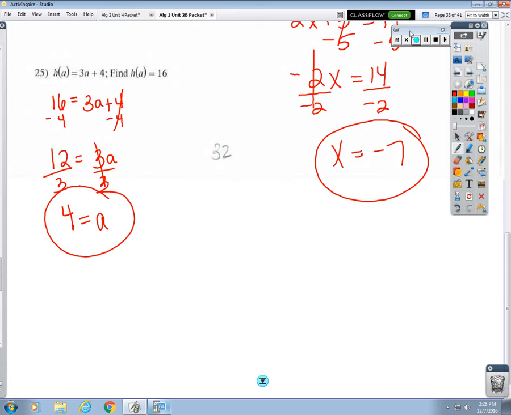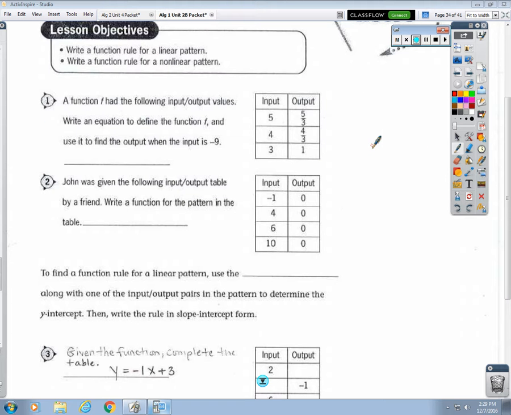Okay, turn to the next. A function f had the following input-output values. See how they gave you a table with input values and output values? Write an equation to define the function f and use it to find the output when the input is negative 9. So this is a two-part question. The first thing they want you to do is write an equation.